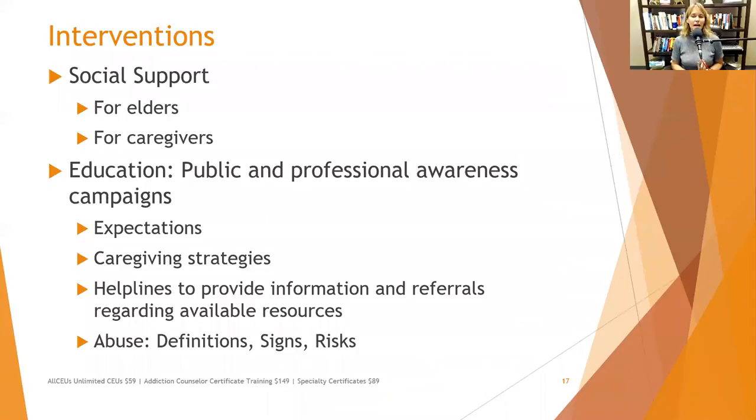We want to have helplines to provide information and referrals regarding available resources. Again, Area Agency on Aging and United Way Information and Referral are going to be your two best places to start. We want people to know about abuse, the definitions, the signs, and the risks, so everybody is keeping an eye out, from the pharmacist that fills the prescriptions to the doctors to the clinicians to the person that is serving lunch at the adult day drop-in facility.